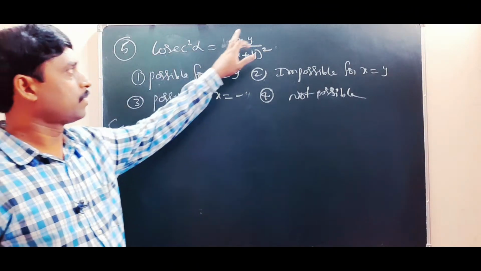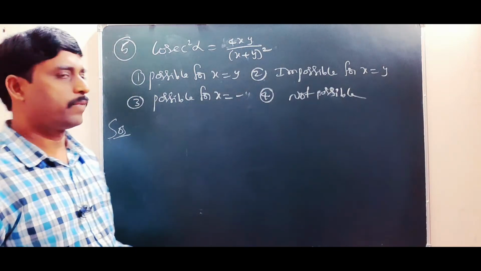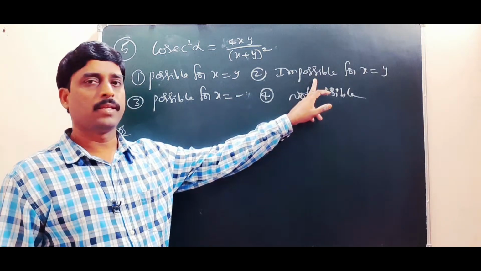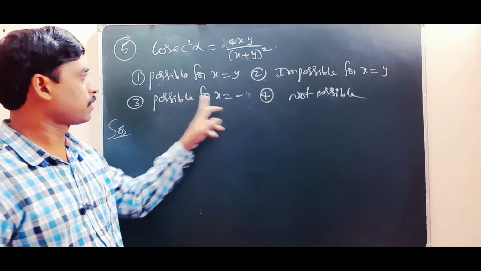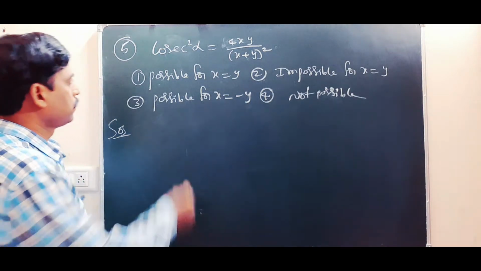Cosecant square alpha value is given as 4xy by x plus y whole square. Four options are given. First option: possible for x is equal to y. Second option: impossible for x is equal to y. Third option: possible for x is equal to minus y. And the fourth option is not possible.